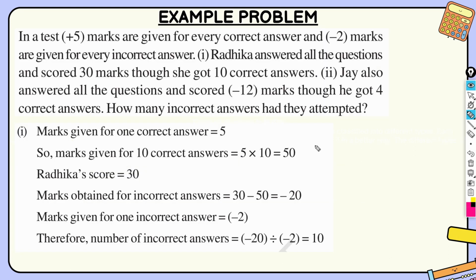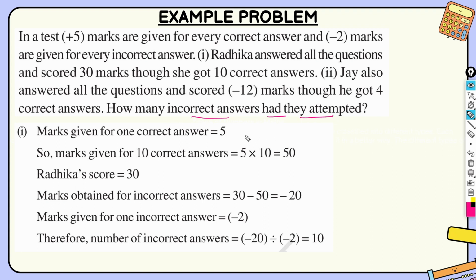Now let us see an example problem. This example problem is taken from the NCERT textbook. The question says, in a test, plus 5 marks are given for every correct answer and minus 2 marks are given for every incorrect answer. Question number 1. Radhika answered all the questions and scored 30 marks, though she got 10 correct answers. How many incorrect answers had Radhika attempted? This is what we should find.